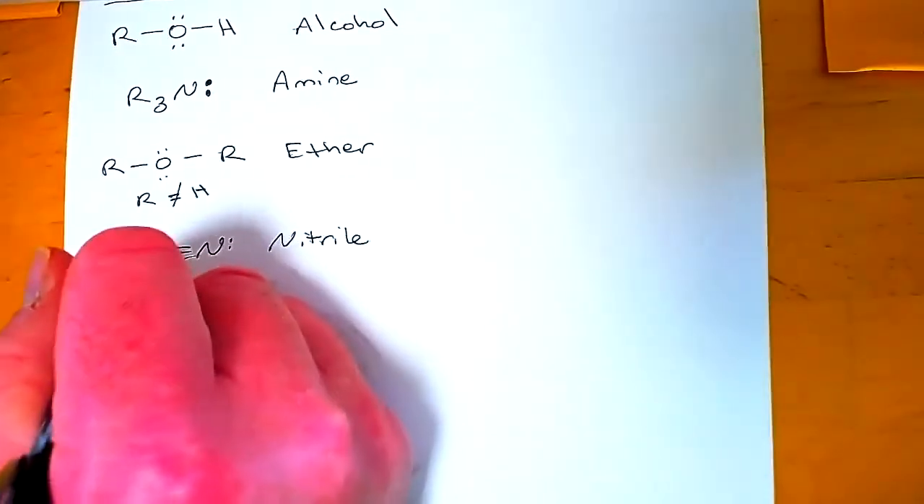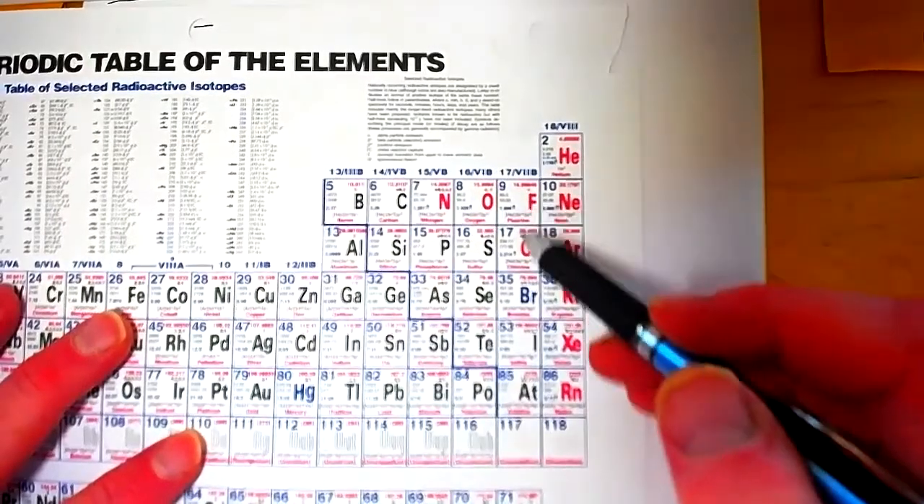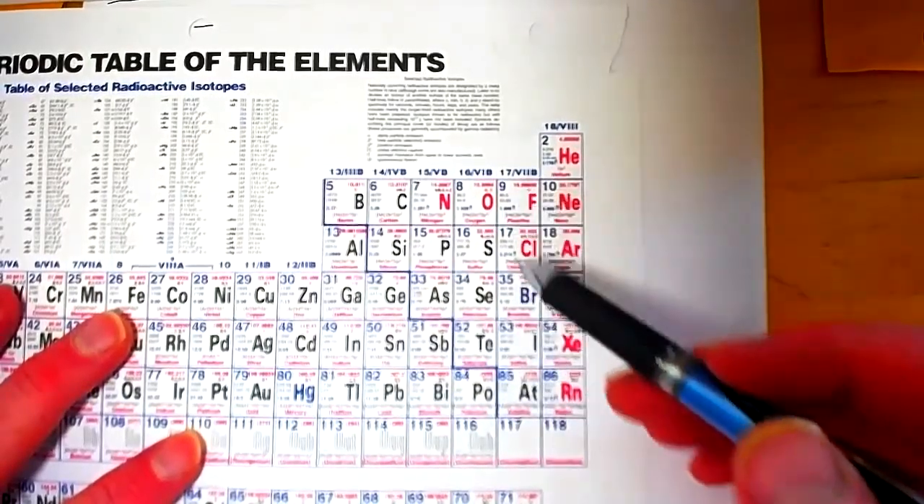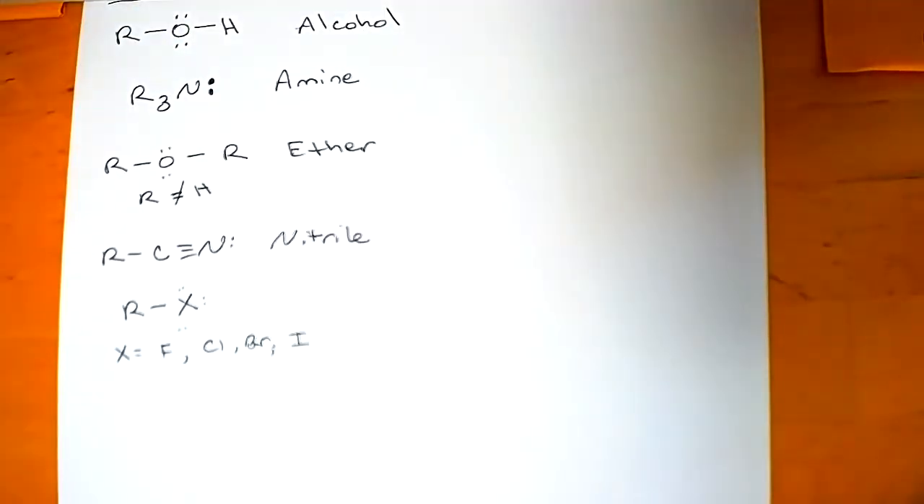Okay, if you have an R group that's bonded to a halogen, so we use X in organic chemistry to represent halogens, so that means X can be equal to fluorine, chlorine, bromine, iodine, etc. Any of the halogen family, so the family that's right here, right before the noble gases, so this family of elements here, those are what are known as alkyl halides.